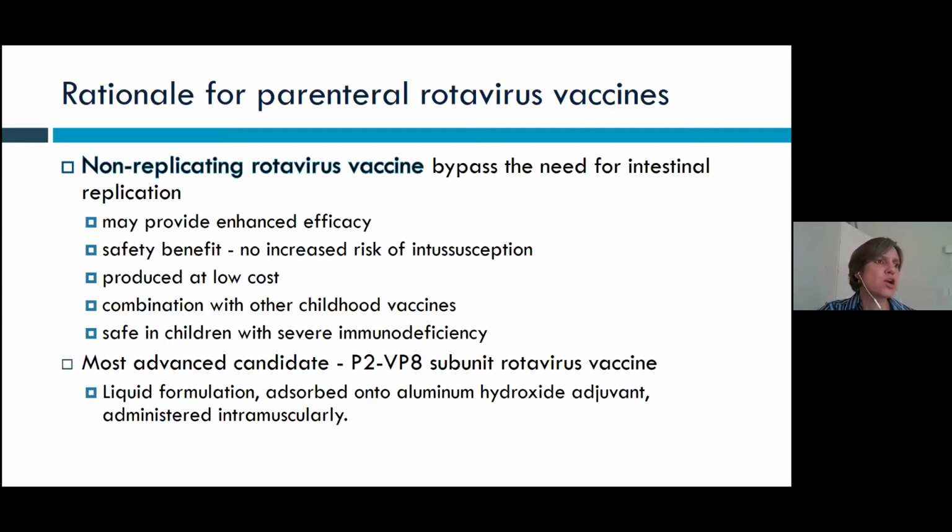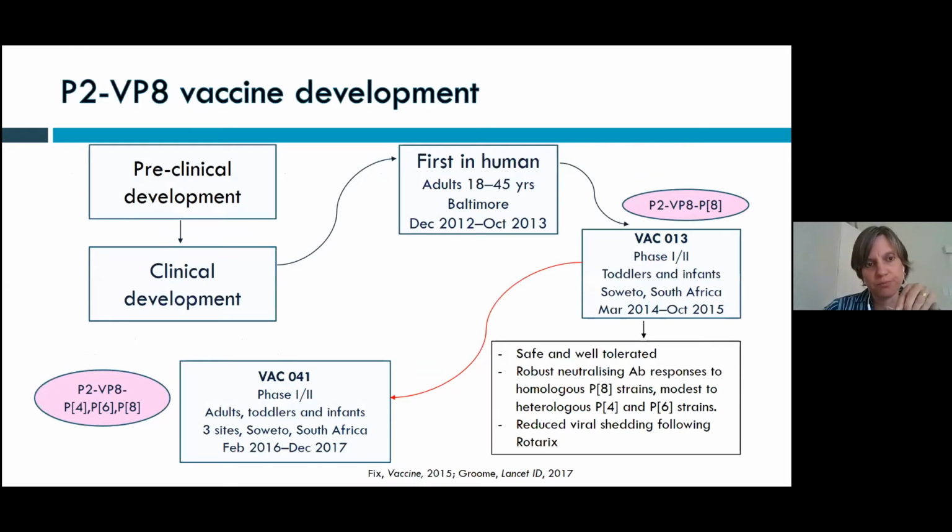And so there really is a lot of work ongoing in terms of rotavirus vaccines and producing better rotavirus vaccines which may be able to give us that added efficacy, because obviously the more effective a vaccine is, the more lives and hospitalizations we can prevent. So for this talk, I'm really just focusing on this P2-VP8 vaccine that we've been doing a lot of work on.